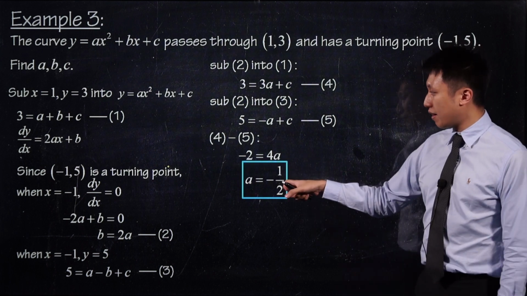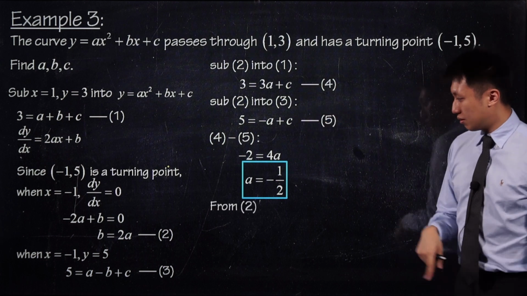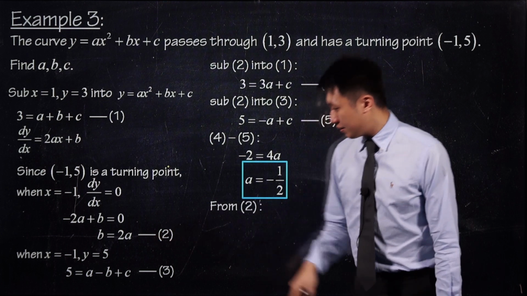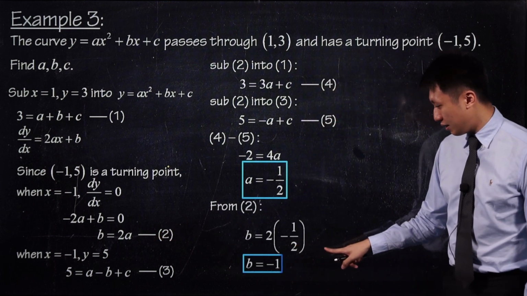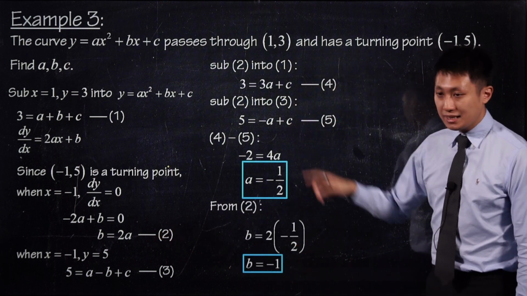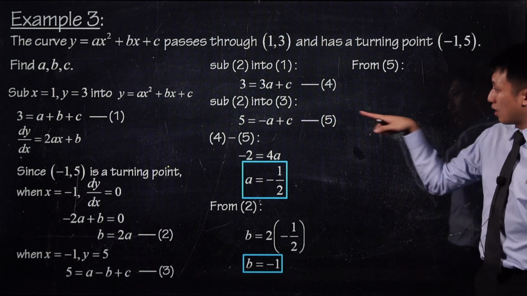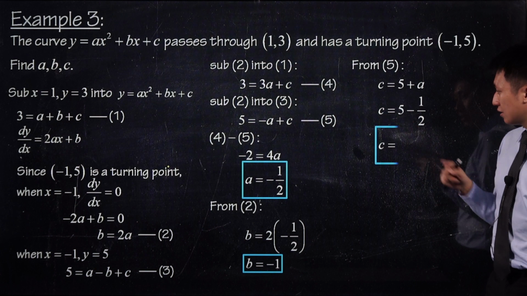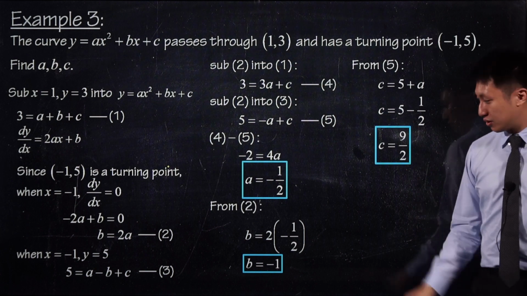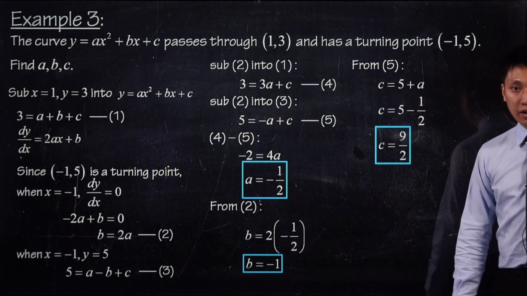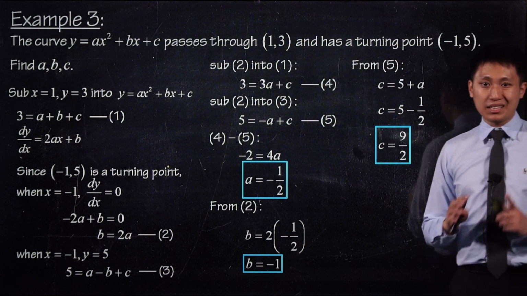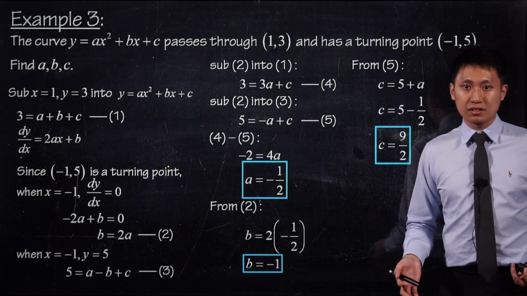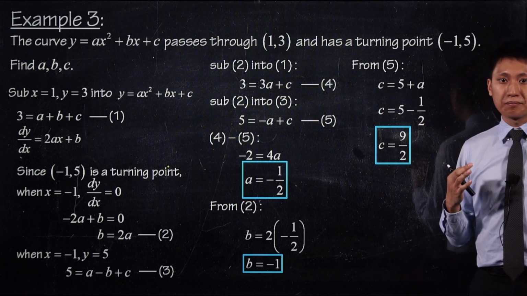I sub this negative half into either this one or this one. For this case, I sub into here. I get B is equal to this thing. Okay? Then I want to find C. I can sub into 5. Okay? I get C is equal to this. Then C is equal to this, and 902. So you get this. Okay? Right. So it's a bit tedious here. It's not difficult. Okay? Because you are solving equations, 3 equations, 3 unknowns.